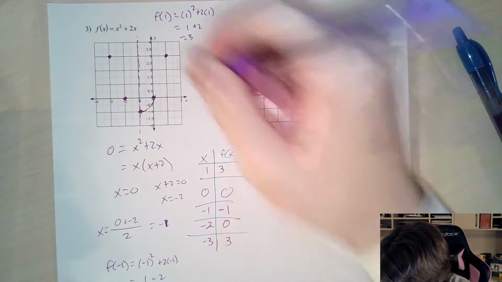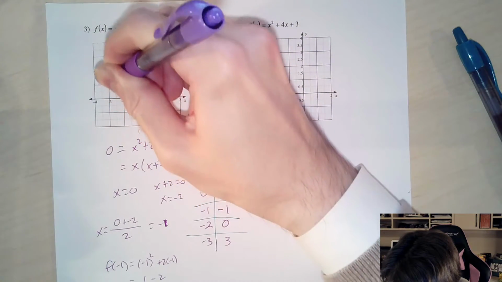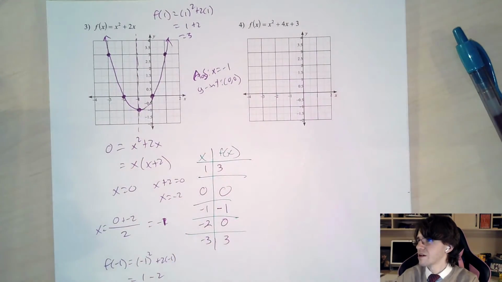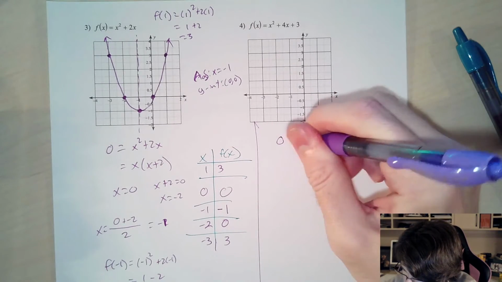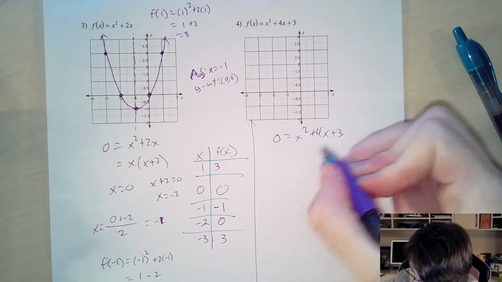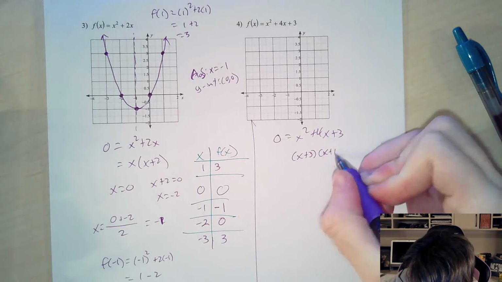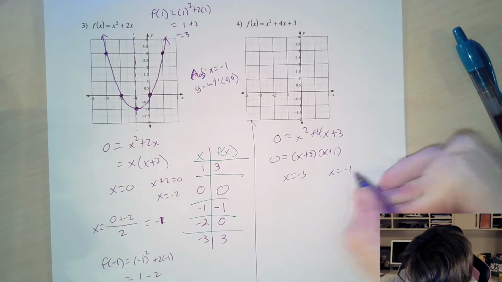Boom, boom, boom. Please note that does not work if there's a number in front, but there's not a number in front for any of these, right? Easy enough. Let's do this one at an even faster pace. 0 equals x squared plus 4x plus 3. We factor right away. X plus 3, x plus 1, x equals -3, x equals -1.